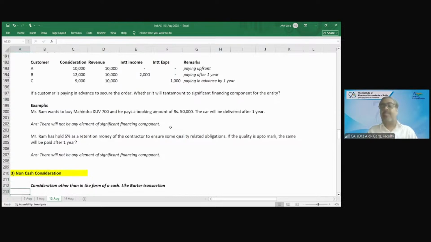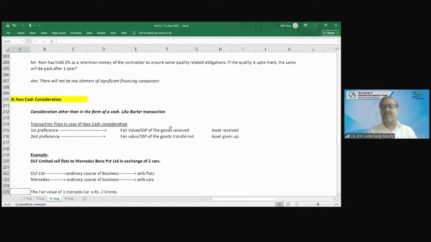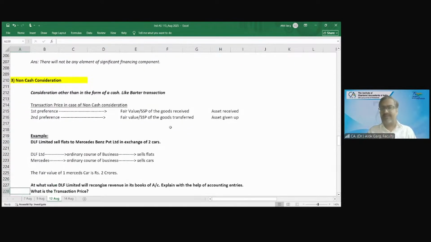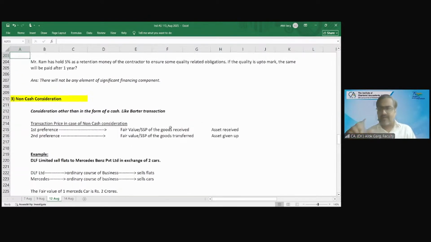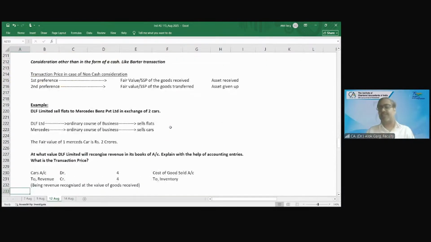Or for example, when you get some work done from contractors, you keep some retention money, right? That retention money is to ensure that if there is some problem in the desired time, then that contractor will get these repairs done. Or if the contractor does not get these repairs done, of course you have blocked a few retention money like 5%, 10%. You blocked some money, and that is why it will also not be considered as a significant financing component. Okay, why? Because it is for ensuring the quality. Okay. So friends, then we discussed non-cash consideration, the concept of non-cash consideration.